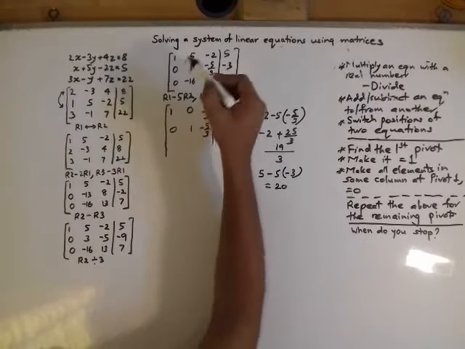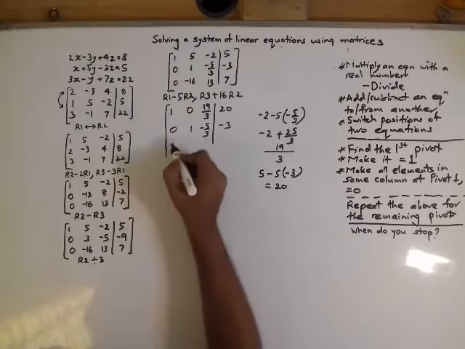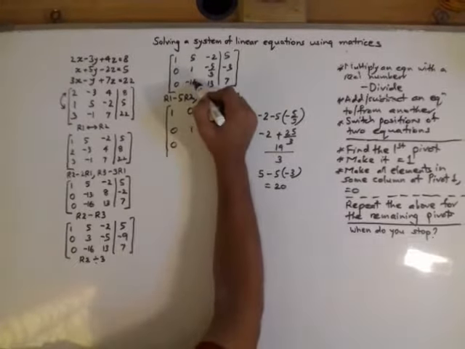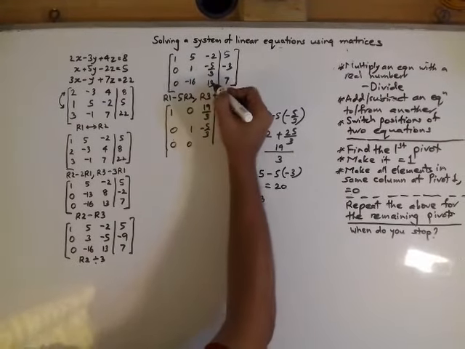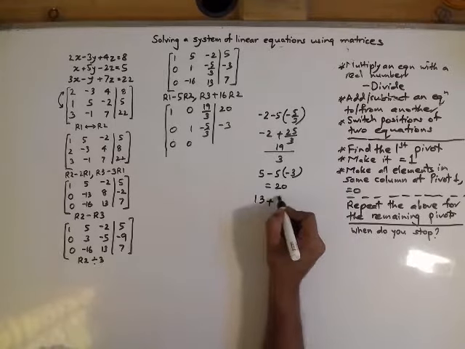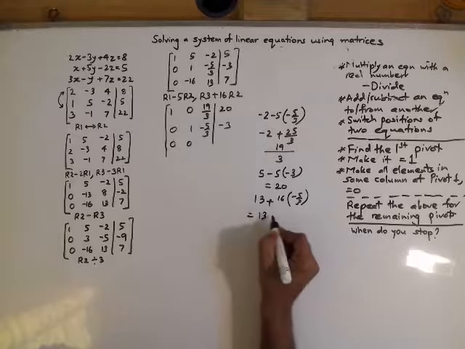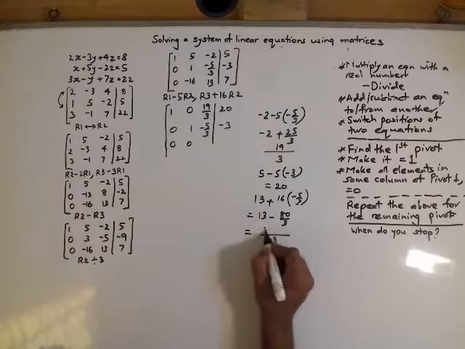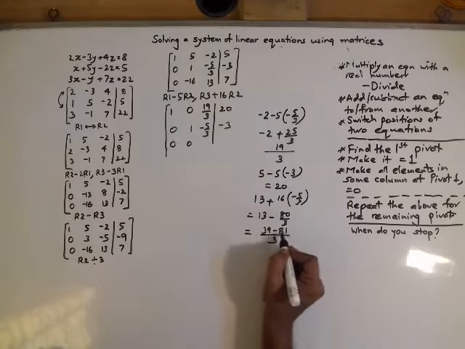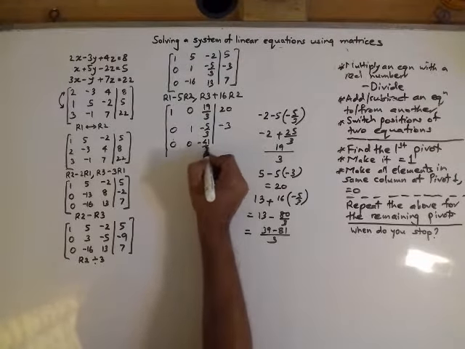And R3 plus 16 of R2, so 0 plus 16 of 0 leaves this as 0, minus 16 plus 16 of 1 gives me 0, and then we have to do 13 plus 16 into minus 5 by 3, which is equal to 13 minus 80 by 3, which really is equal to 39 minus 80, which gives me minus 41 by 3. Minus 41 by 3.